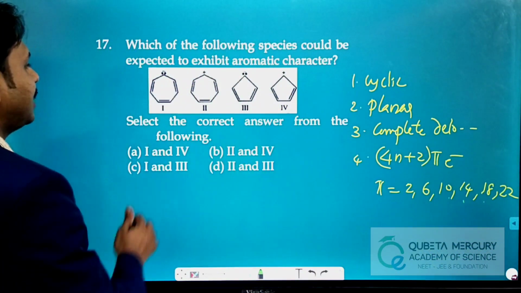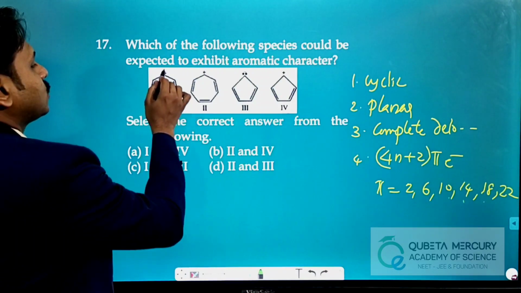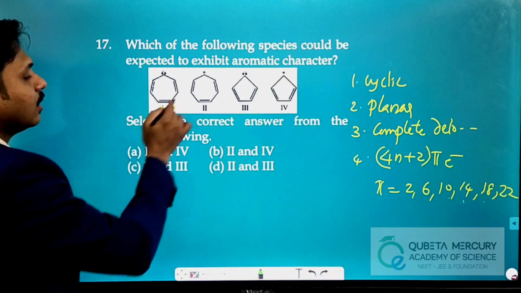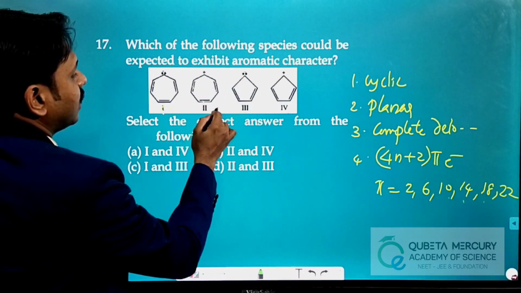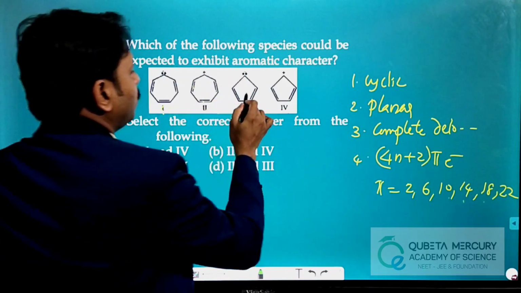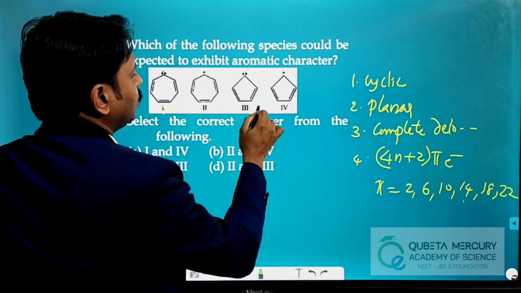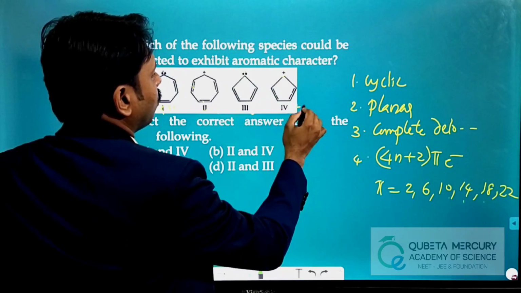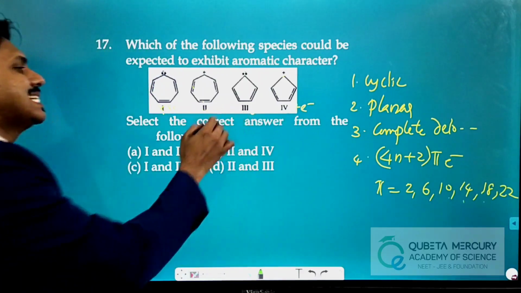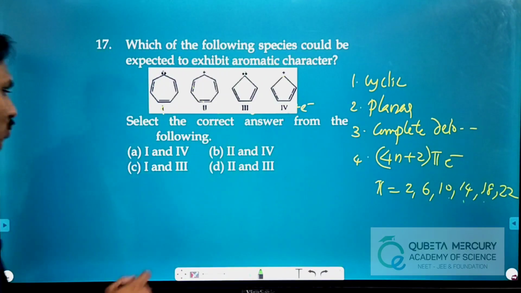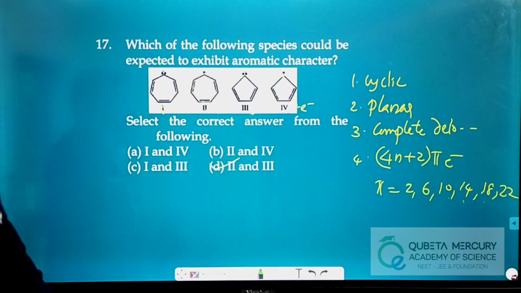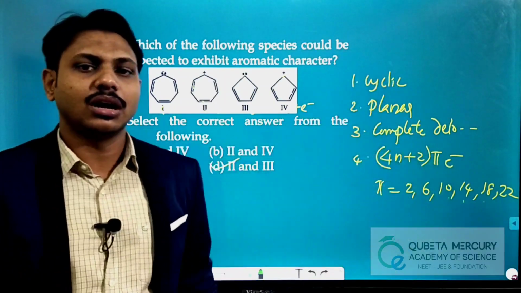In the first example it has been given 2 plus 2 plus 2 plus 2, that is 8 electrons. So this is not aromatic. 2 plus 2 plus 2, 6 electrons are there, so this is aromatic. 2 plus 2 plus 2, 6 electrons, this is also aromatic. 2 plus 2, this has a positive charge, no electron, so this is 4 only. So the second and third are the right answer. D is the right option. Molecules having these conditions are aromatic.